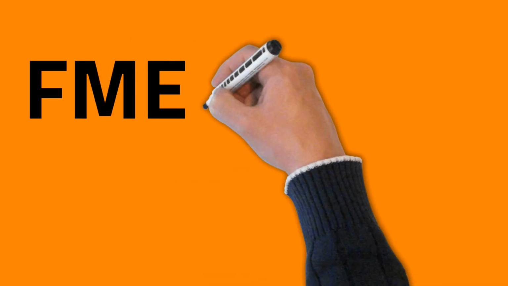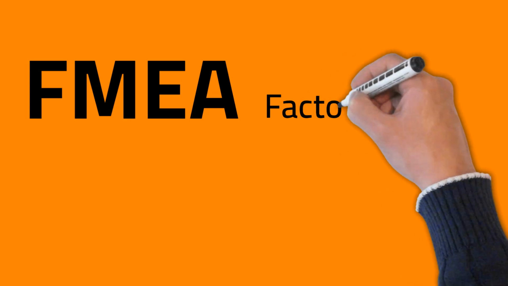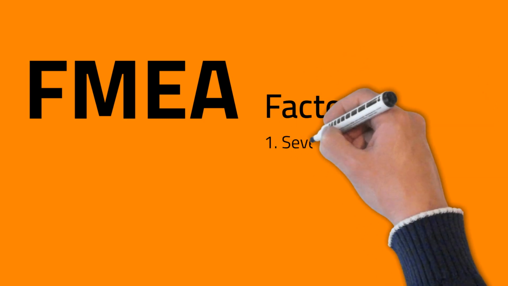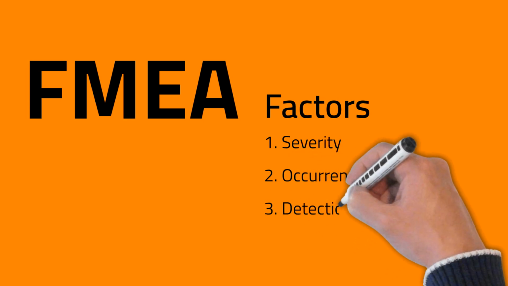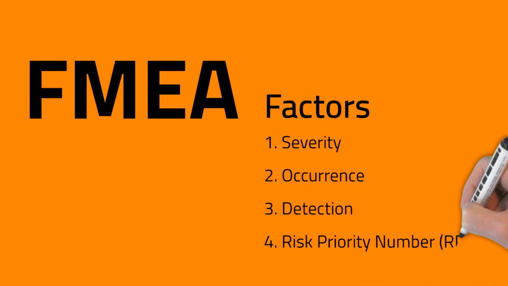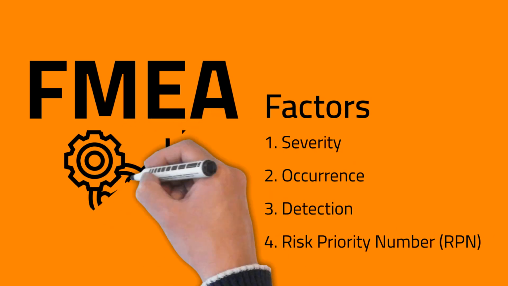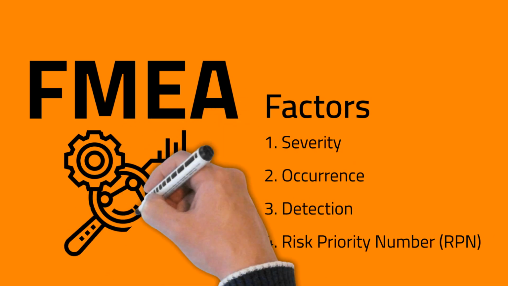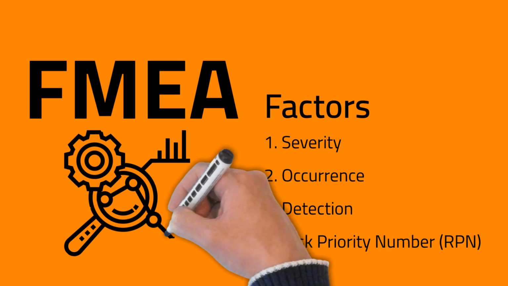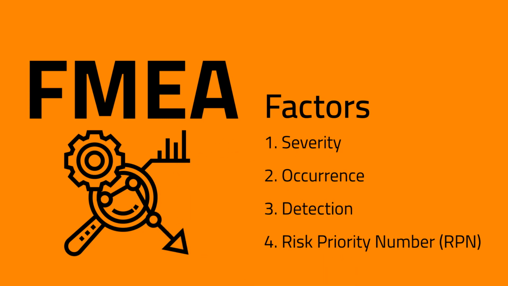FMEA, or Failure Modes and Effects Analysis, is a powerful tool used in the measure phase of Six Sigma to proactively identify potential failure points within a process. By evaluating each failure mode based on its severity, frequency, and ease of detection, FMEA helps teams prioritize issues that pose the most significant risks. This method allows you to implement corrective actions before problems impact your customers.